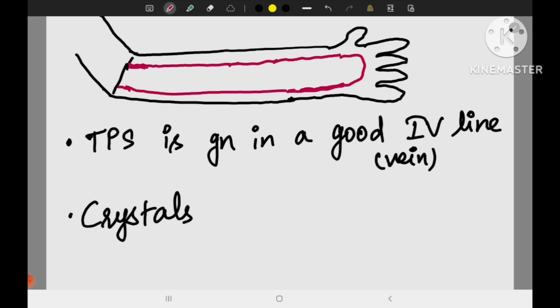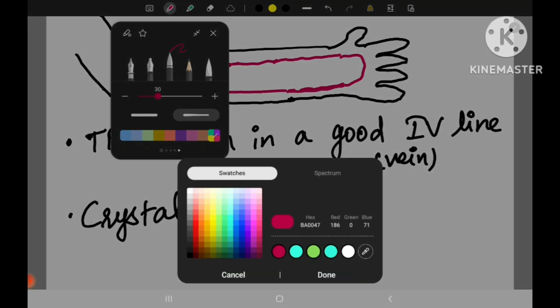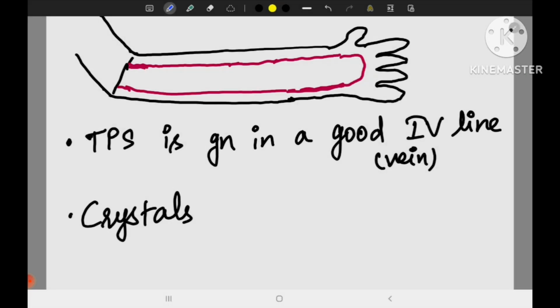So if, for example, a newly joined intern or anyone tries to inject into the brachial vein, instead of injecting into the brachial vein, suppose, let's consider this as a brachial vein.